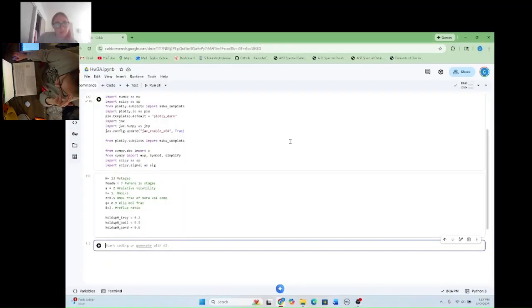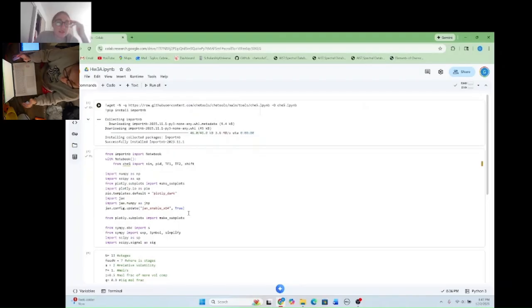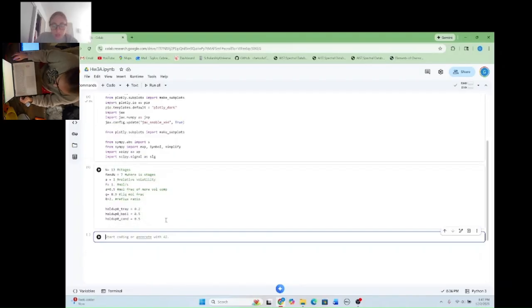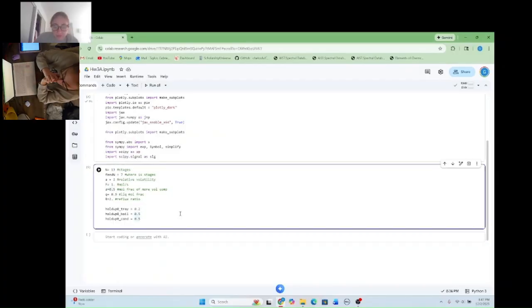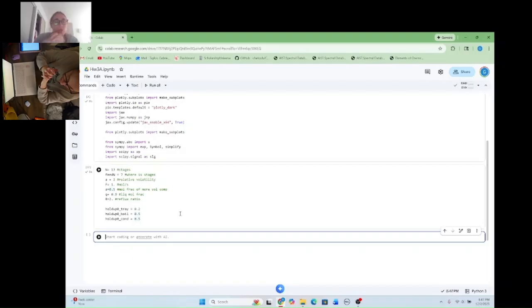This part, I have our imports, and then this is what we were given from the problem statement. So I can just go over this real quick. So we have n equal to 13 stages. Our feed is what the feed stage is coming in at, which is 7. We have our alpha, which is our relative volatility, which is 2. We have our feed rate, which is 1 mole per second. We have Z, which is our molar fraction of the more volatile component, which is 0.5. And we have Q, which is the mole fraction of the liquid phase coming in at the feed.